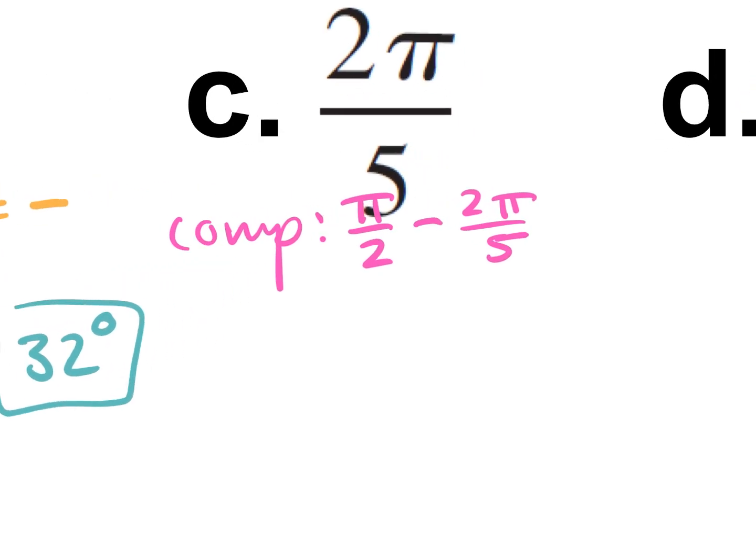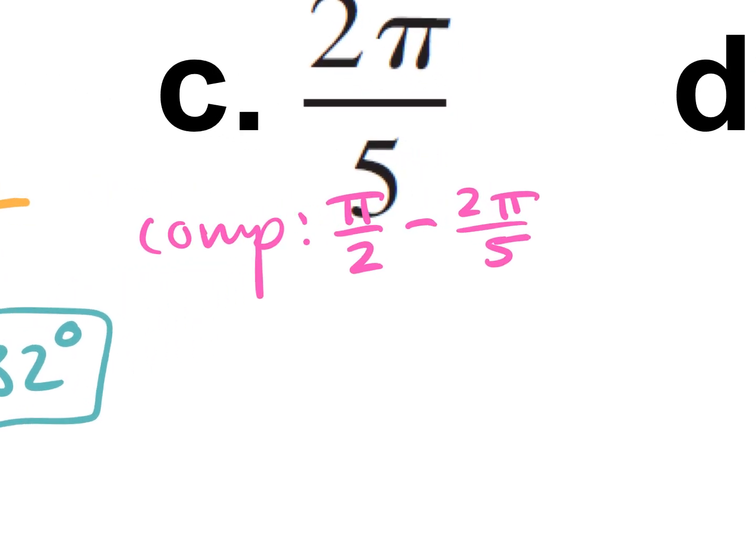What do we need when we're adding or subtracting with fractions? Common denominator. So here, what would I multiply the first fraction by? 5. So we get 5 pi over 10. What would we have to multiply the second fraction by? 2. So we'd get 4 pi over 10. What's 5 pi minus 4 pi? Just pi over 10. So that would be our complement.